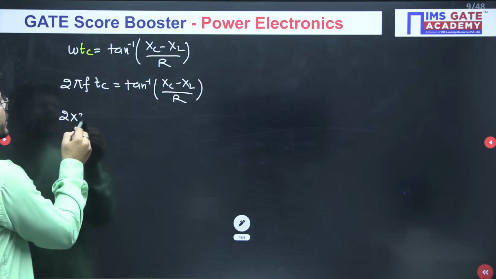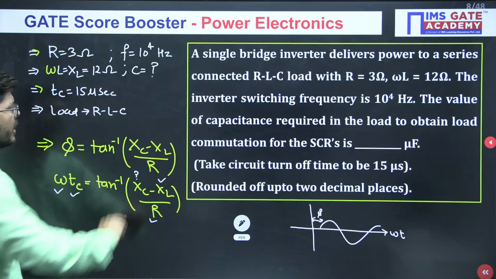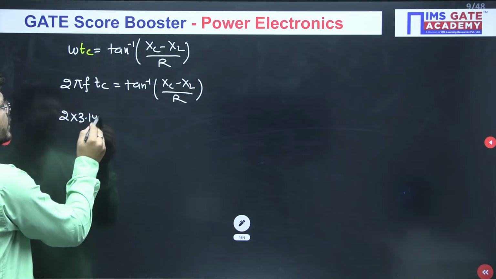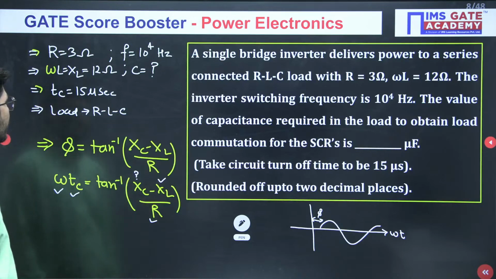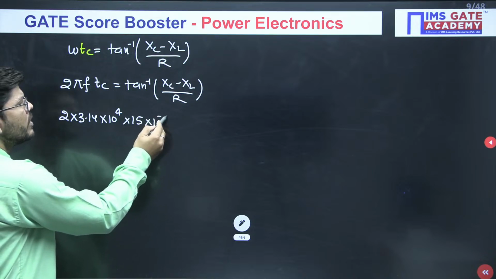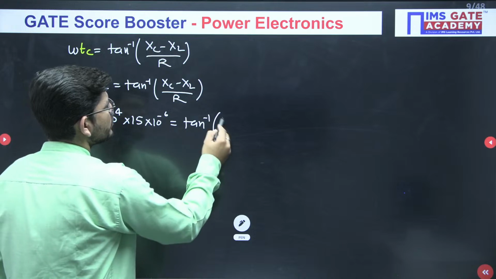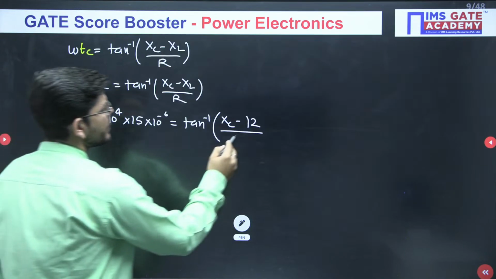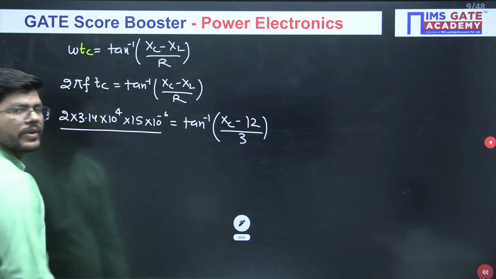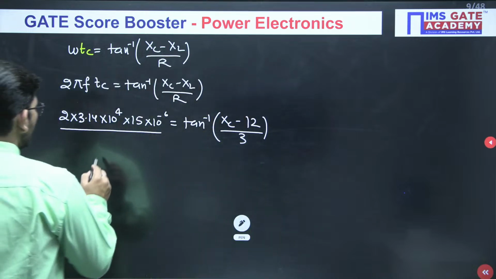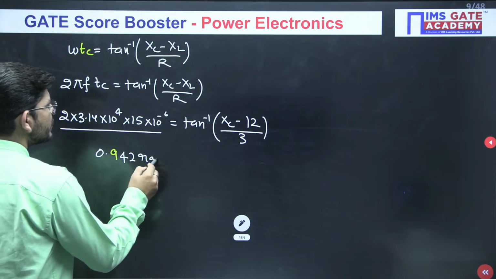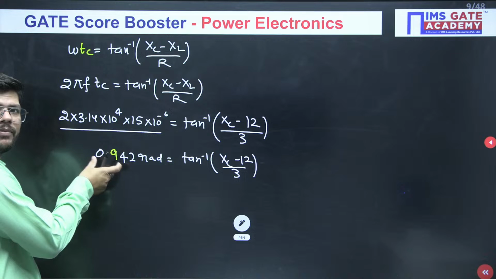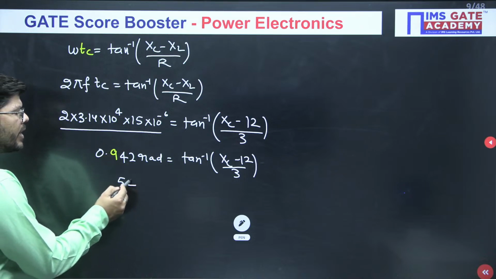Now put in the values: 2 into 3.14 into frequency, which is 10 to the power 4, not 50, and the circuit turn-off time, which is given as 15 microseconds. Then tan inverse of (XC minus XL), where XL is 12, and the resistance is 3. When you solve this, you get 0.942 radians, equal to tan inverse of (XC minus 12) upon 3. The value you get from here is in radians. When you convert this into degrees, it becomes 54 degrees.